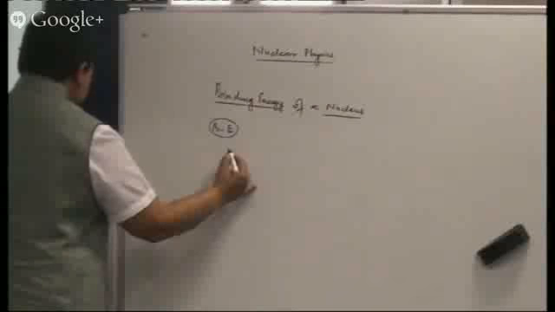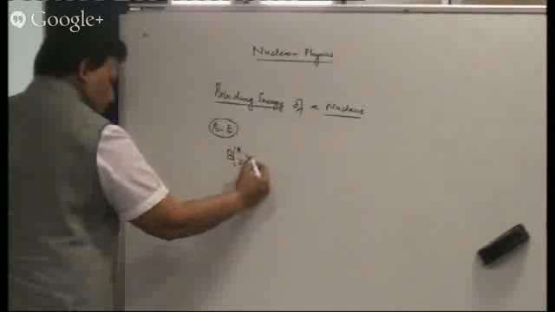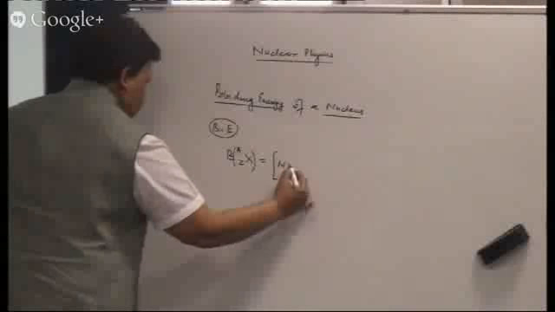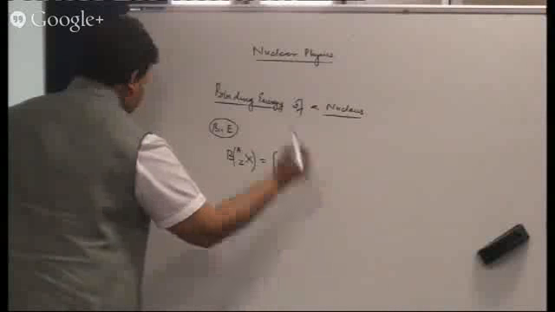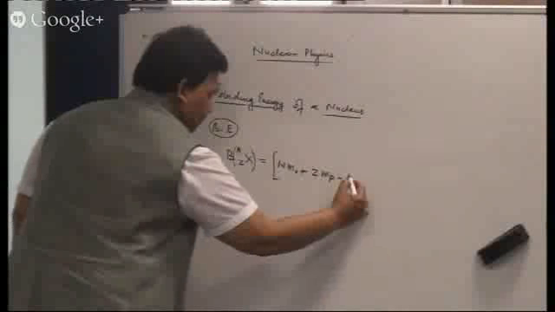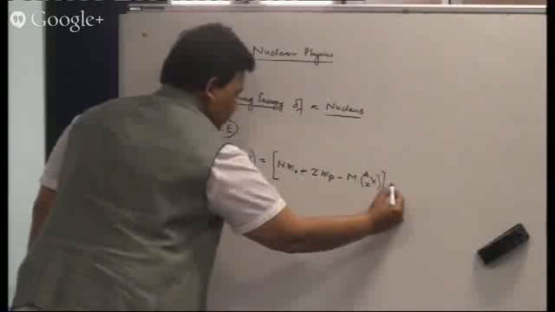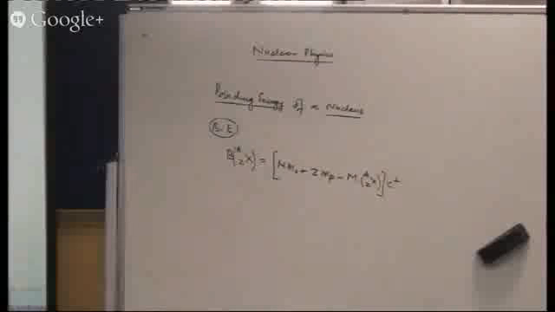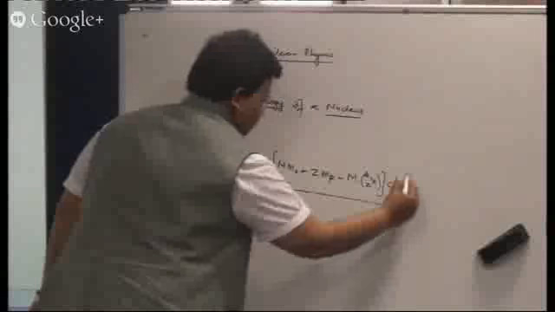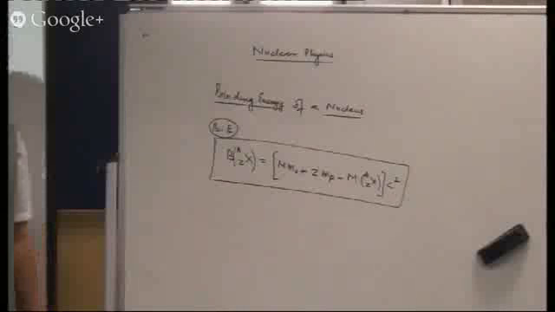Suppose I take a nucleus, is equal to the number of neutrons, protons, or let's take neutrons, plus, minus. Is this fine? This is the binding energy of a nucleus. Is that fine? Clear?